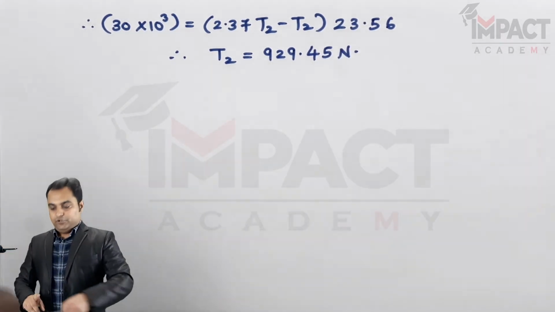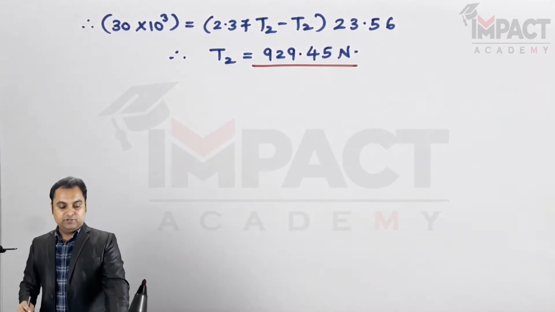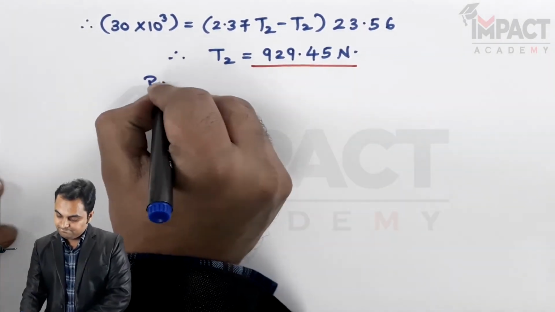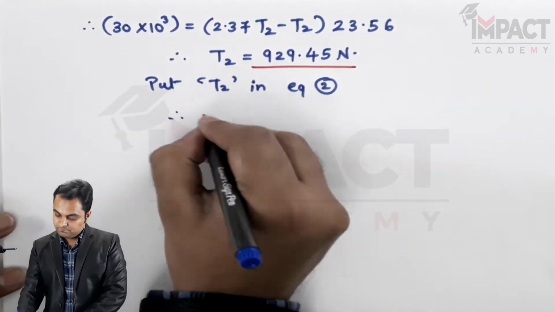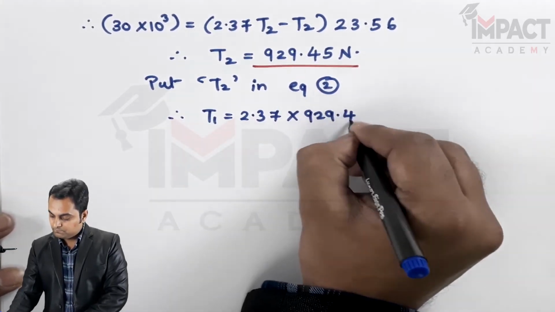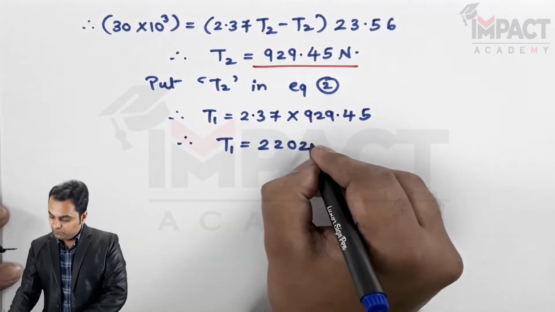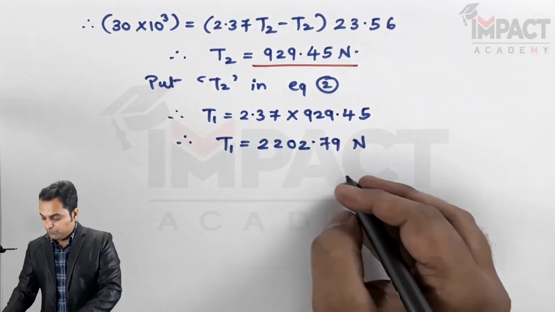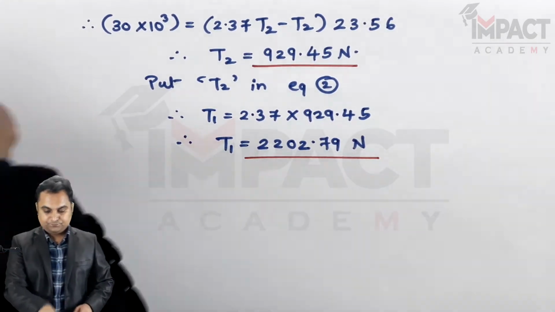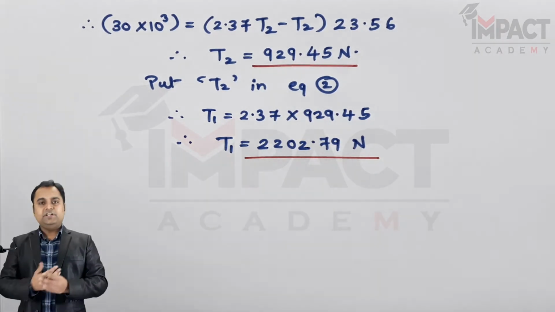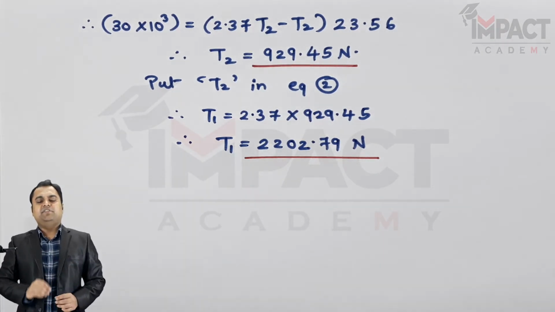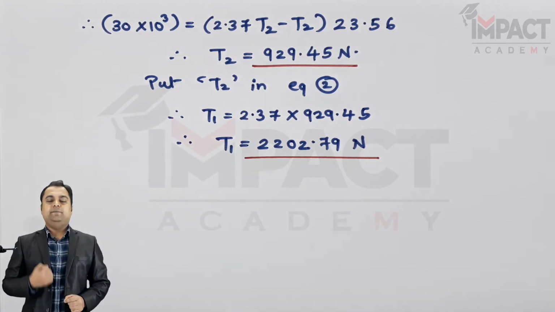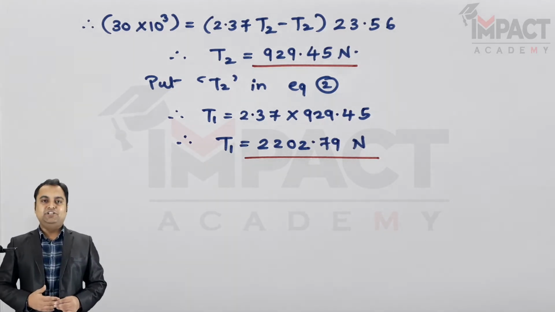Once the value of T2 is known, we can put this value in equation number second to get the answer of T1. So T1 comes out to be 2202.79 Newton. Now, once T1 and T2 values are known, in this problem it is given we have to consider the centrifugal tension. So the next step would be to write the formula of centrifugal tension.